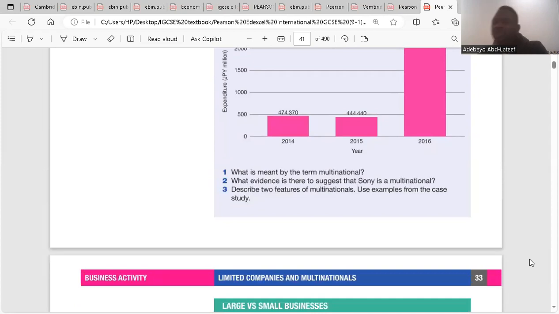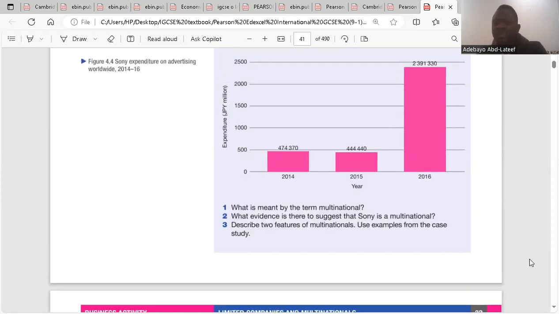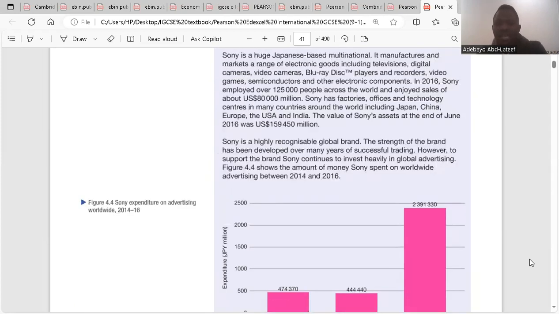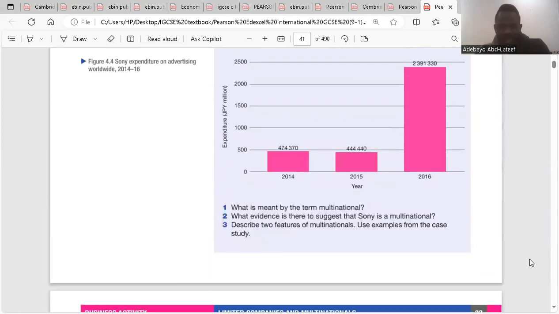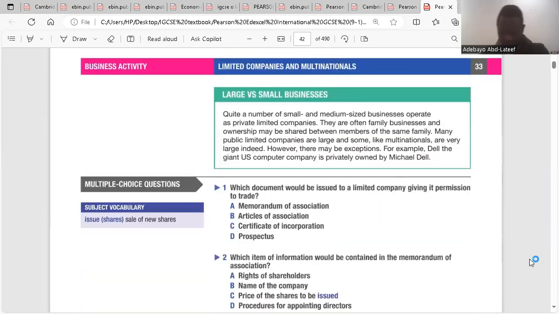Question 3: describe 2 features of multinationals, using examples from this case. The strength of the brand has been developed over many years. So multinationals have powerful marketing and advertising capability. They can do a lot of marketing because they have the financial capability. That's their strength. Is it clear? Yes. Now go to the case study.